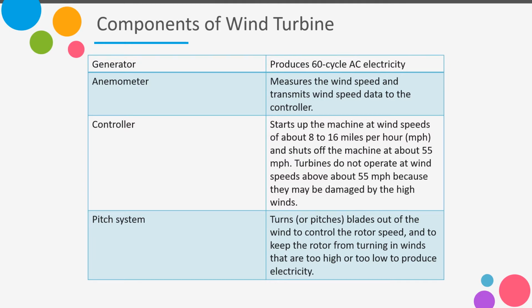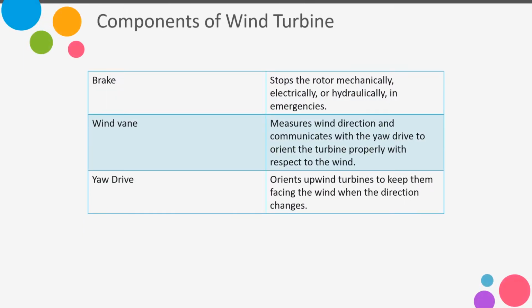This system turns the blade out of the wind to control the rotor speed and to keep the rotor from turning in winds that are too high or too low to produce electricity. The function of the brake is to stop the rotor mechanically, electrically or hydraulically, or in emergencies. The wind vane measures the wind direction and communicates with the yaw drive to orient the turbine properly with respect to the wind. The yaw drive orients upwind turbines to keep them facing the wind when the direction of the wind changes.